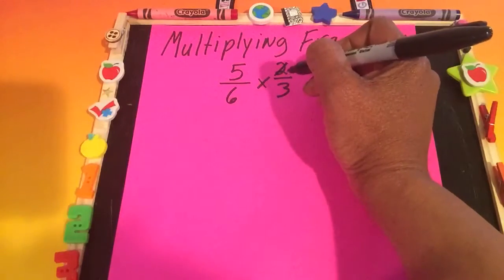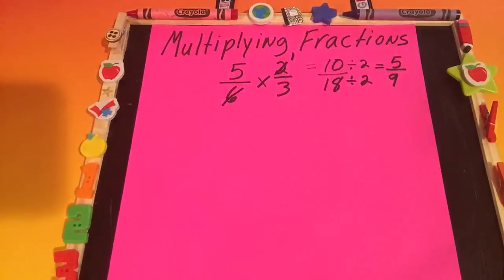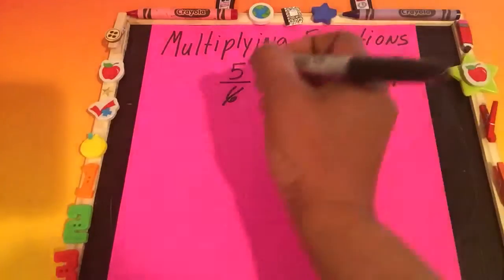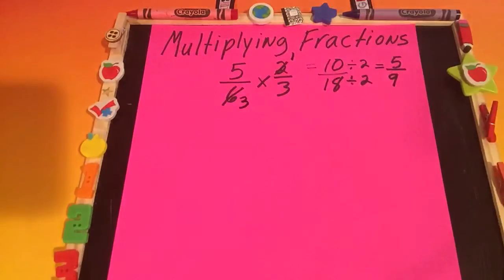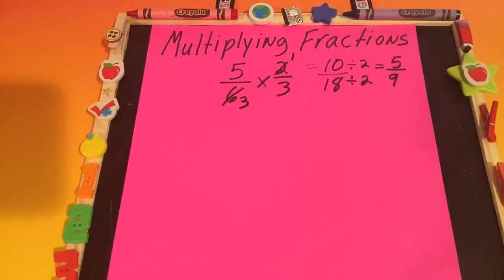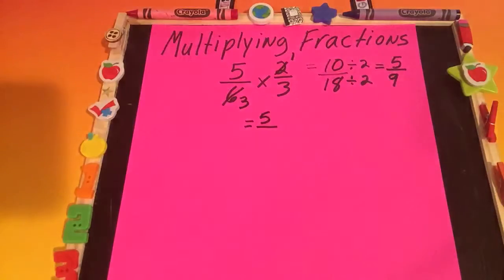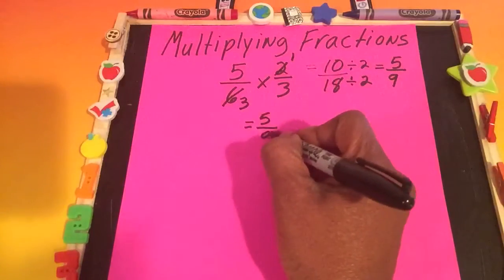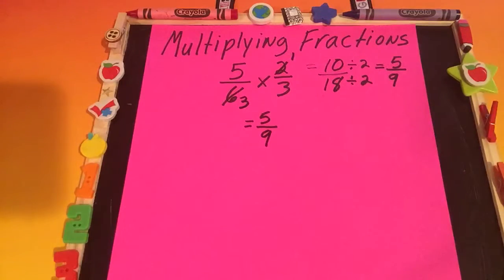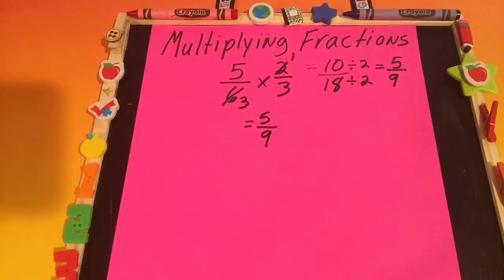2 divided by 2 is 1. 6 divided by 2 will be 3. And now, if I was to multiply straight across, 5 times 1 will give me a product of 5. And 3 times 3 gives me a product of 9. So either way you look at it, if you simplify beforehand or at the end, the final product is 5/9. And that's how you multiply fractions.